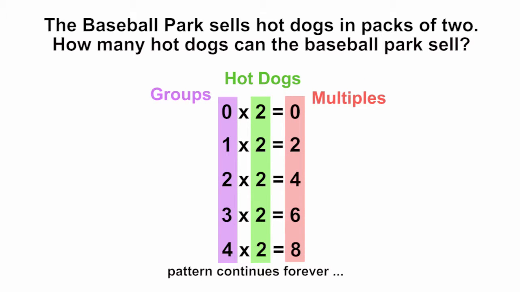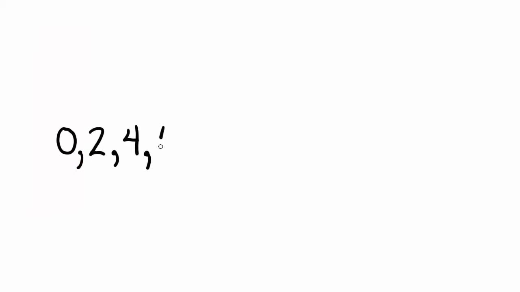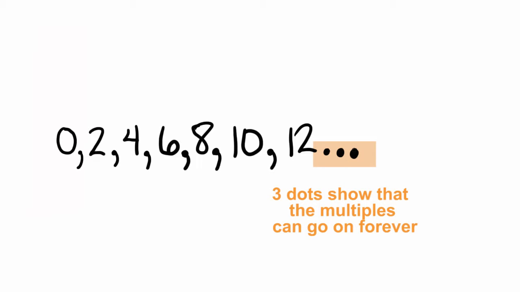Now that we know some of the multiples of 2, let's write them in a list. It is important to help your child understand to separate each of the values with a comma. Referring back to our original problem, this list tells the reader that possible numbers of hot dogs that could be sold are 0, 2, 4, 6, 8, 10, 12, and we'll stop our list there and finish the list with 3 dots. Remember that multiples can go on forever? These dots tell the reader that there are more multiples and this list could be extended.